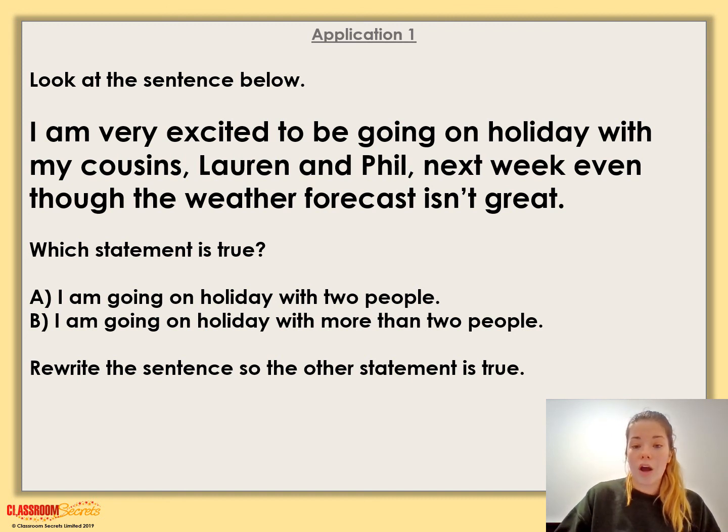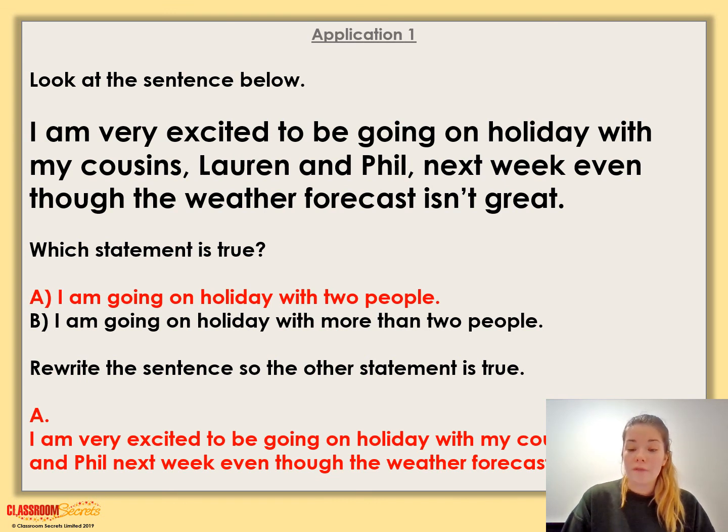So having a look, I know that this person is going on holiday with their cousins. Now, because a pair of commas have been put around the names Lauren and Phil, I know that they are the names of those cousins. So those commas have been used to avoid ambiguity and to make it clear that Lauren and Phil are the names of this person's cousins. So I know that statement A is true because I can see that commas have been used before Lauren and after Phil. So that's telling me that the names of the cousins are Lauren and Phil, which is 2 people.